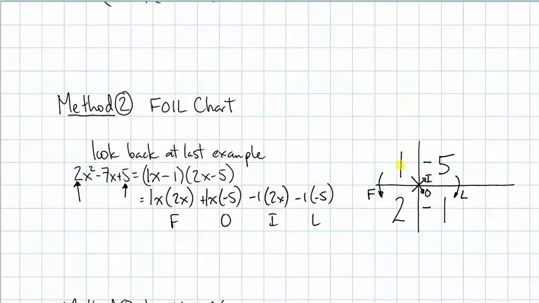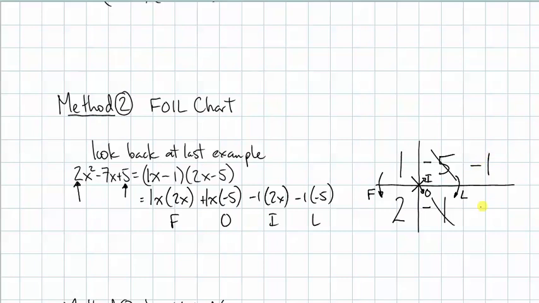So checking 1 times 2 for my F, I get my 2x squared. That's good. I already know the negative 5 times negative 1 makes my positive 5, so my L works. Now let's check the OI. 1 times negative 1, that's negative 1. 2 times negative 5 is negative 10. I can't combine those to make the negative 7, so I've chosen incorrectly. Let's scratch those out and try again.